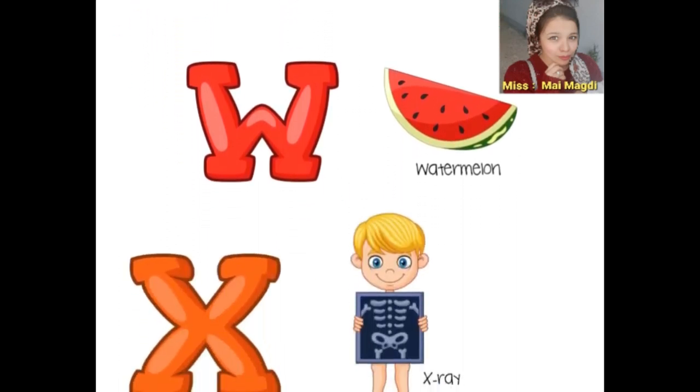Next is letter W. W, watermelon. W, watermelon. What is the beginning sound? Excellent. W, w, w. Again. W, w, w. Excellent. Okay. What is the ending sound? Watermelon. Excellent. N, n, n. Again. N, n, n. Excellent.